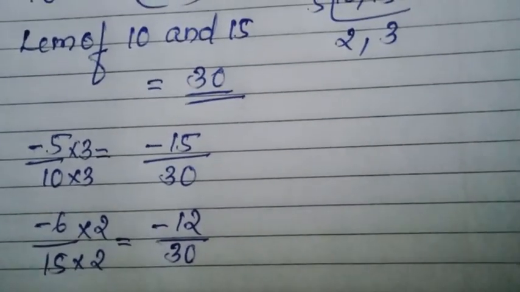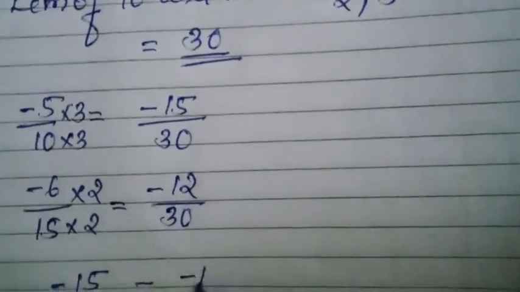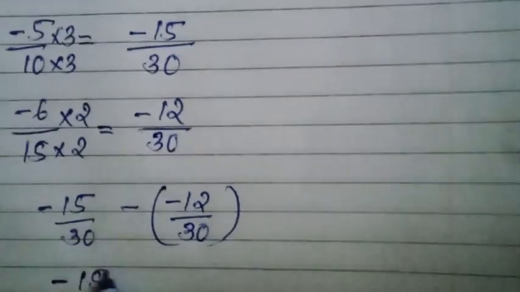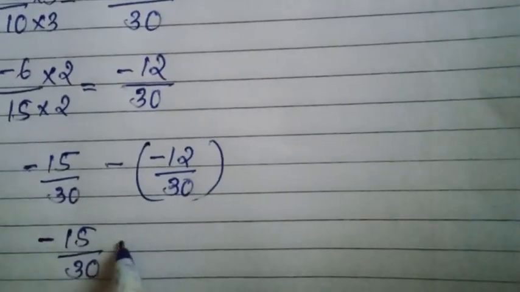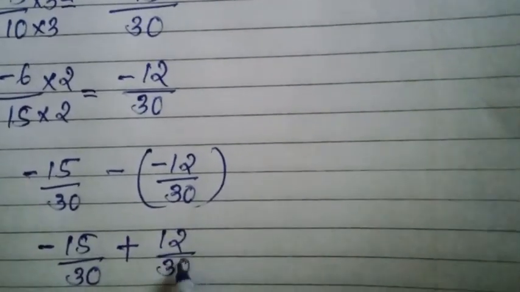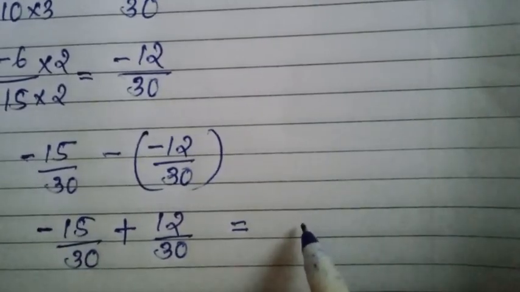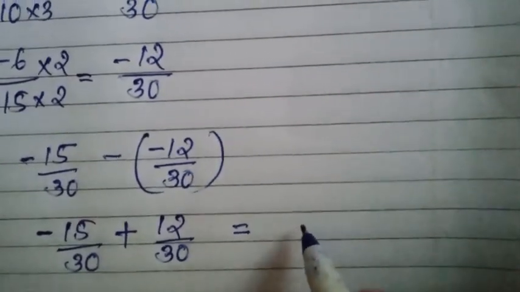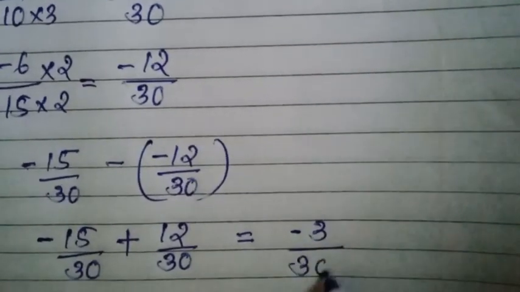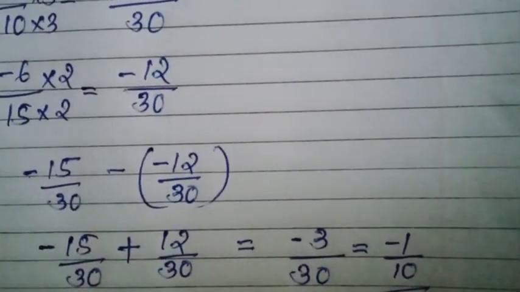So we converted into LCM. So we will write like this: minus 15 by 30 minus 12 by 30, is it? Then what will we do in the next step? We should change the sign. Minus 15 by 30, minus sign changes to plus sign, and minus 12 by 30 changes to plus 12 by 30. Minus 15 plus 12 on addition, we should subtract and put the bigger number's sign. So we will get minus 3 by 30. So cut it with 3, we will get minus 1 by 10. This is the answer. Understood?